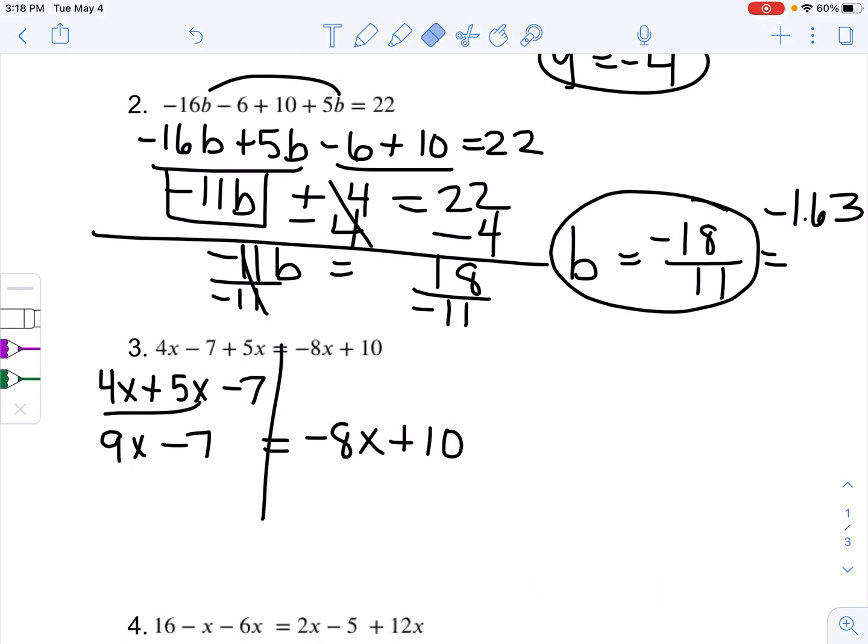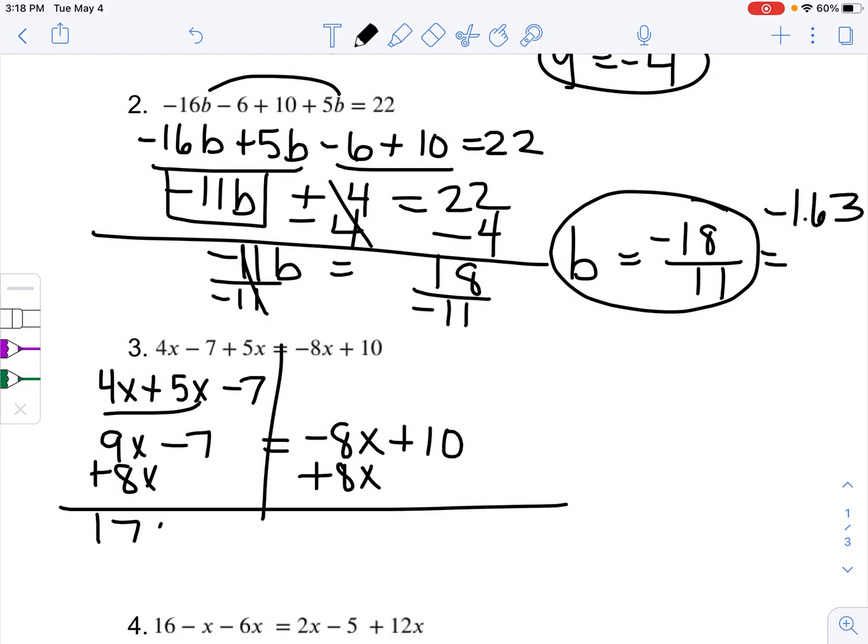So I want to get my variables on the same side. So I'm going to take this negative 8x and add it over to the left side. So that'd be 17x minus 7 equals 10.